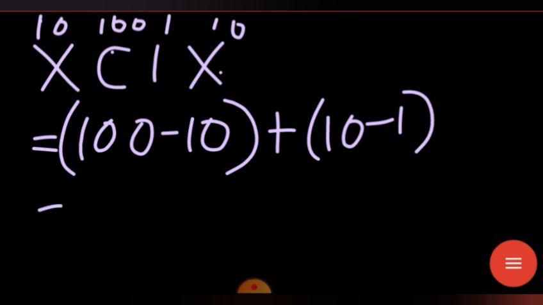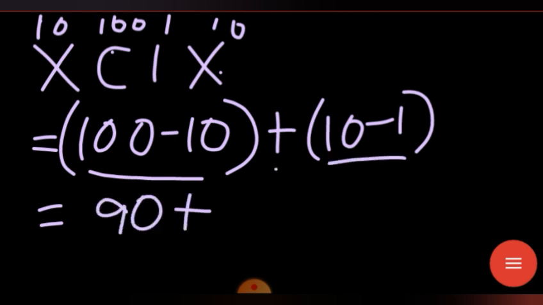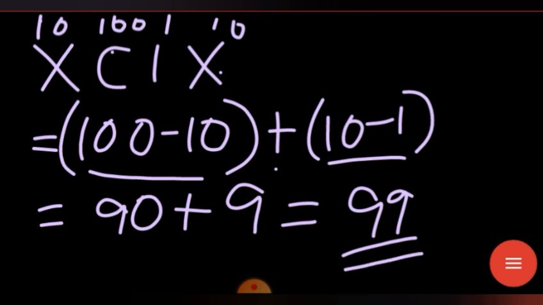Understood? So write 10 minus 1. Between them, a plus. So 100 minus 10, but do the operations in the brackets first. 100 minus 10 is 90, plus, we put this plus. Then 10 minus 1 is 9. So 90 plus 9 is 99. This is the answer. This is how you first write the numbers.